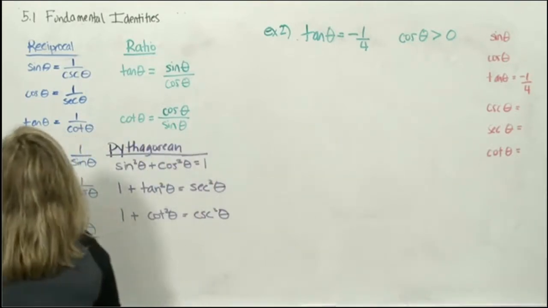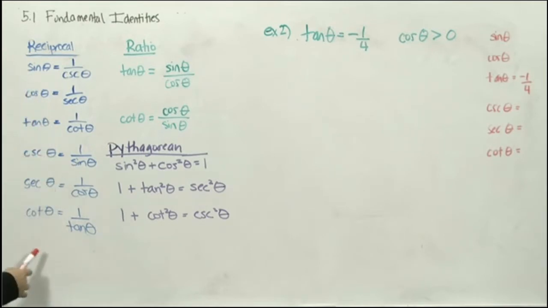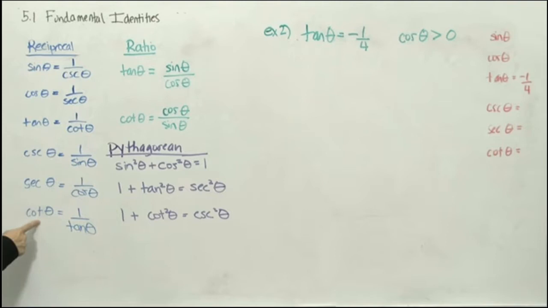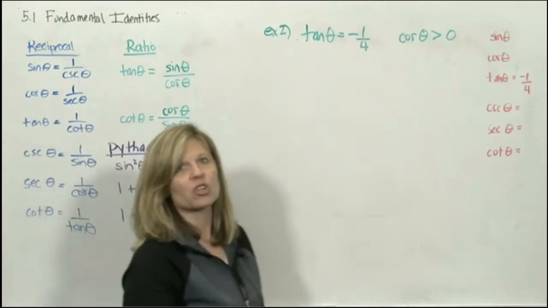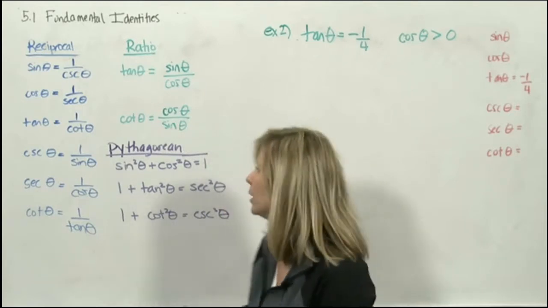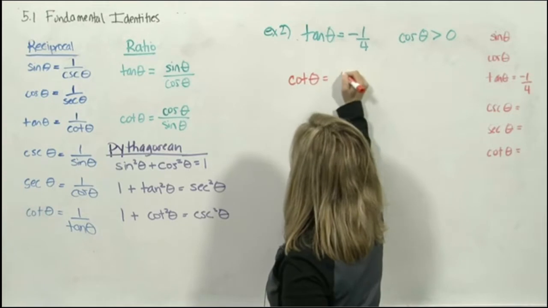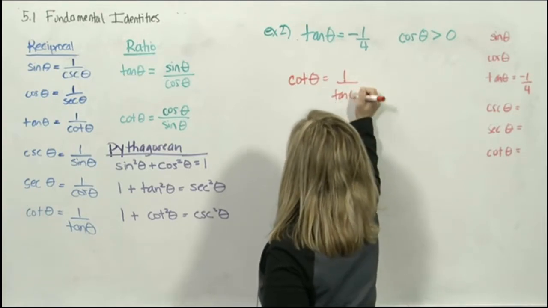So if I know tangent, in the reciprocal column, I can find cotangent, right? Because 1 over tangent would be cotangent. So that's the first one I'm going to find. I know tangent. I'm going to substitute in for tangent what I know, and I'm going to find cotangent. I'm going to do this as an algebra approach, like solving an equation. So I'm going to write my identity, cotangent theta equals 1 over tangent theta.